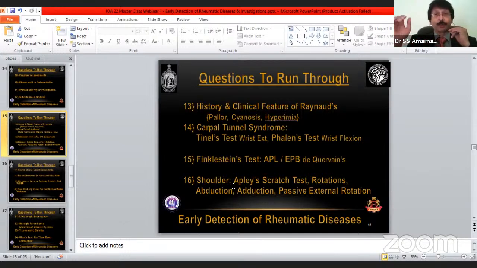In Phalen's test, we do that in a wrist flexion mode. So naturally, it all makes a big difference for us. Very, very important.